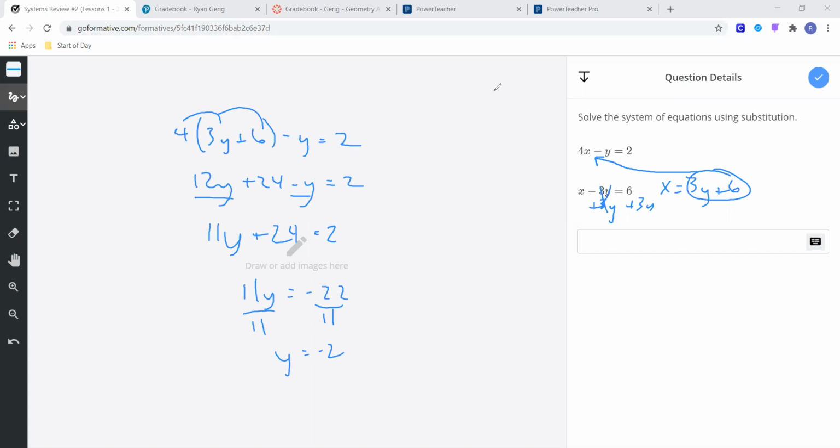And now I want to put that in and get x. So I'm going to use, actually, the one I just solved for. x equals 3 times negative 2 plus 6. So x equals negative 6 plus 6, which is 0. So this is the point (0, negative 2). And that is my solution. Okay.